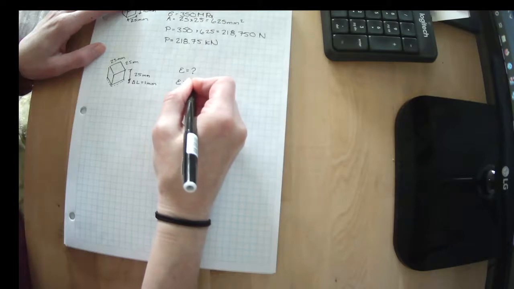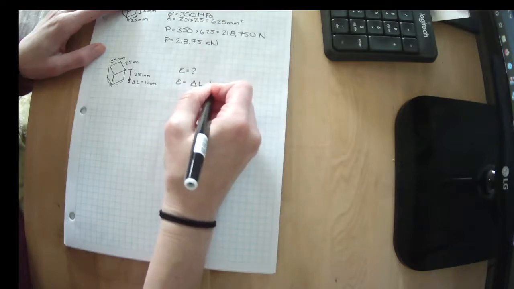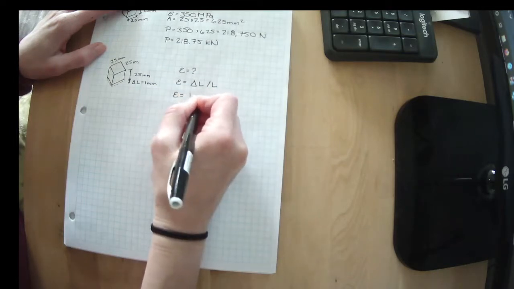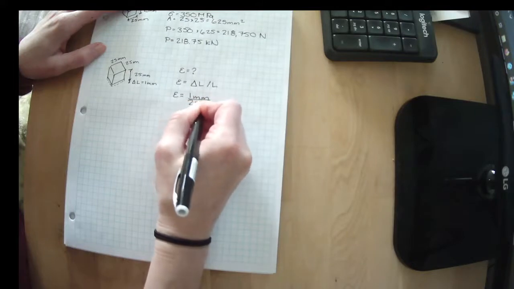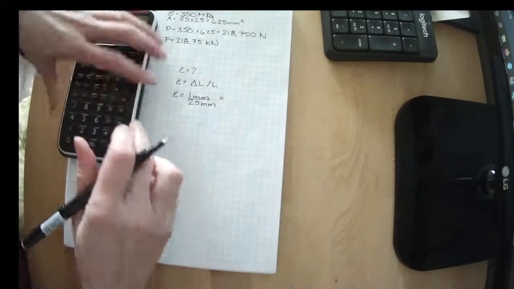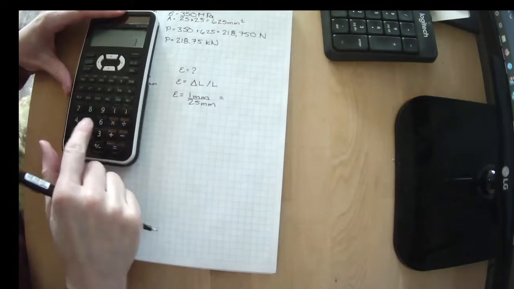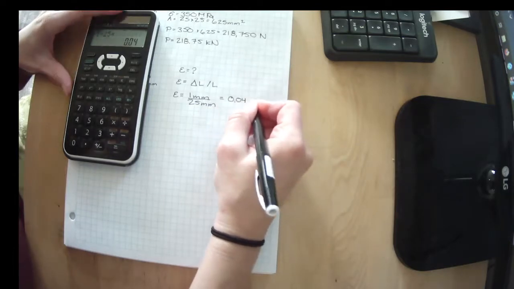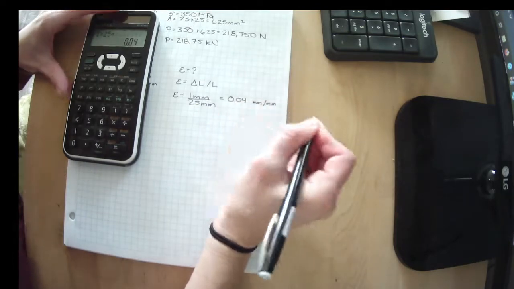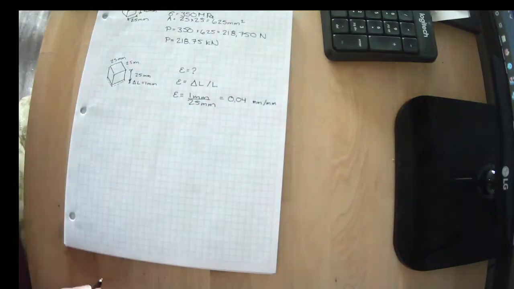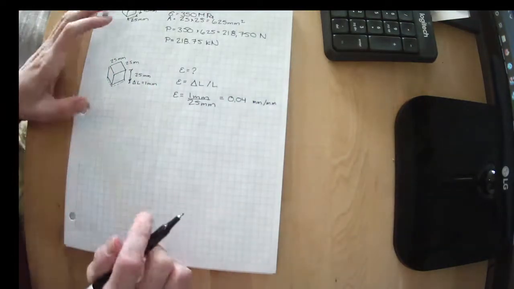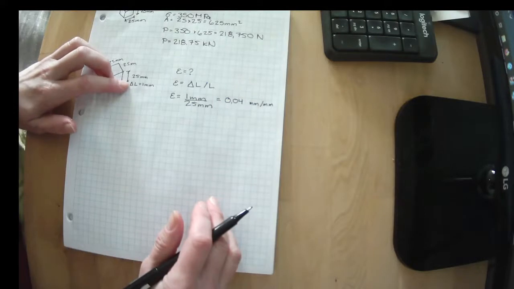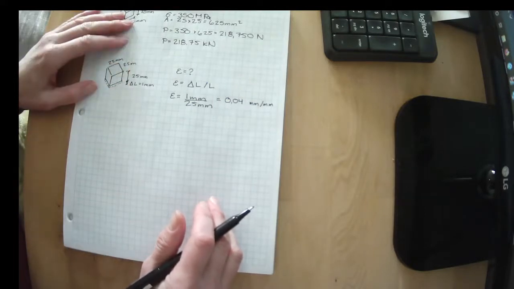We know strain equals delta L divided by L. So we have 1 millimeter divided by 25 millimeters. So 1 divided by 25 equals 0.04. Now it's unitless, but sometimes I find it helpful to write that down. I just want to do a quick thought experiment with you. We had this, so it didn't matter if this was in tension or compression.